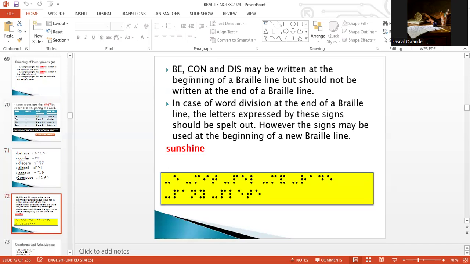Now, listen to this. Be, con, and dis may be written at the beginning of a braille line, but they should not be written at the end of a braille line. If you find a word having them coming at the end of a braille line, it's better you just leave the braille line and start it on a new line. In case of a word division at the end of a braille line, the letters expressed by these signs should again be spelled out. However, the signs may be used at the beginning of a new braille line. So let's look at the yellow part.